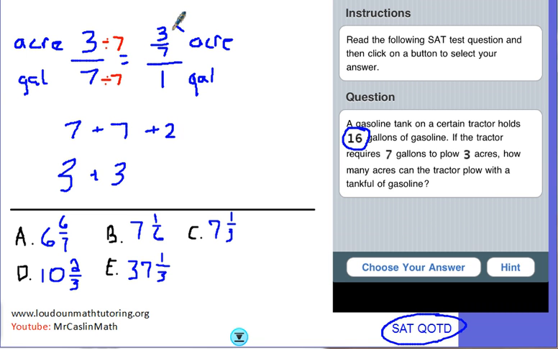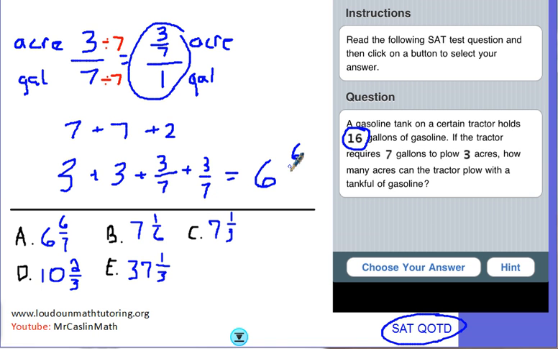That's where we're going to reuse our conversion here. We know for 1 gallon we need 3/7. So we have 2 more gallons left. We can do basically 6/7 of an acre. So how many acres can we plow? We can do 6 plus 3/7 plus another 3/7, which is 6 and 6/7. Now remember, when you're adding fractions with a common denominator, you only add the numerators. So 6 and 6/7, which is answer A.